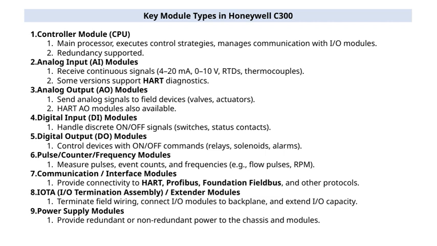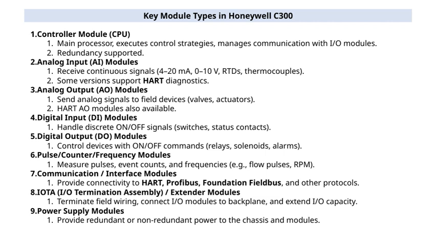Next, there are the pulse, counter, and frequency modules. These are important for measuring pulses, event counts, and frequencies. Think of flow pulses or RPM measurements. They provide real-time data critical for process monitoring. Communication and interface modules provide connectivity to various protocols like HART, Profibus, and Foundation Fieldbus. They ensure seamless communication between the controller and field devices or other systems.